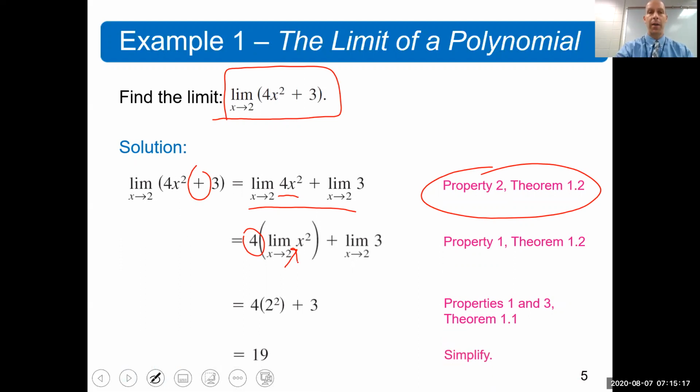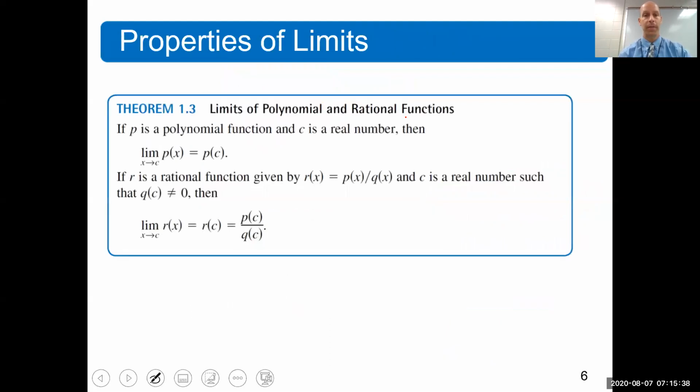Now you might be thinking, wait a minute, Mr. Allen, couldn't I have just plugged this 2 in here in the first place and got the answer of 19? The answer is yes, you could have. Direct substitution in most cases is what you would do. But in this class, there's a lot of times on quizzes and tests and homework when that's not going to be the case. But you always want to try direct substitution first.